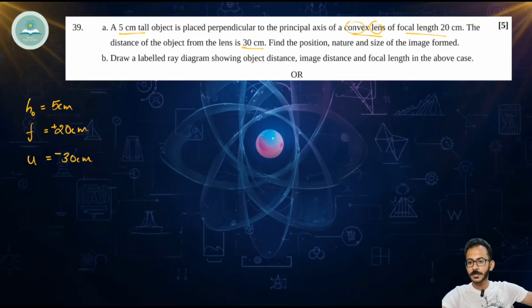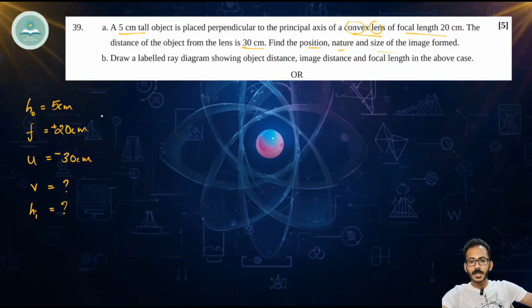We know object distance should always be taken as negative. Find the position, nature and size of the image formed. So first of all, we should find out the image distance, then the size of the image, that is the height of the image, and the nature of the image formed. Later we have to draw a ray diagram as well. So first of all, let's find out this one.